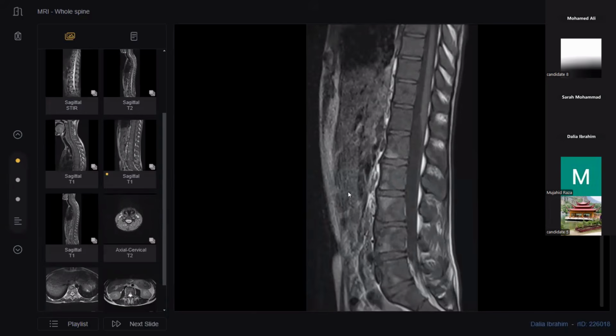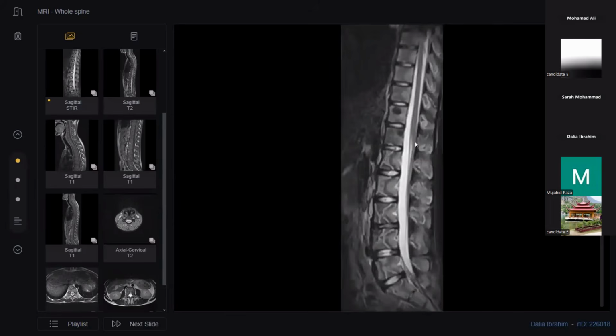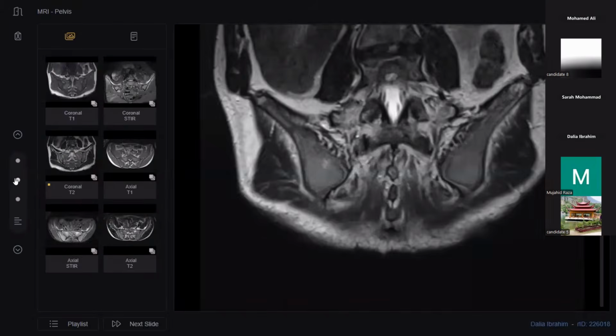So we have three main pathologies in this case. We have diffuse patchy low marrow signal, we have lesions of abnormal marrow infiltrative signal, and we have multiple bone, sorry, infarcts. Dr. Dalia, can I interrupt you for one point?